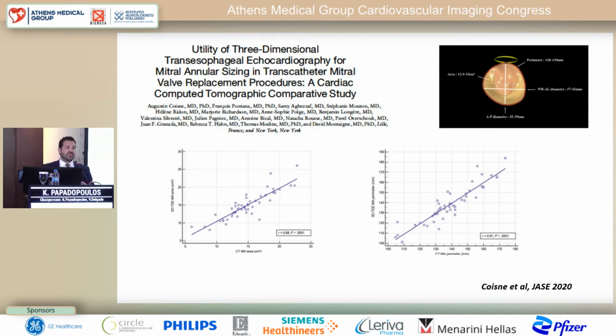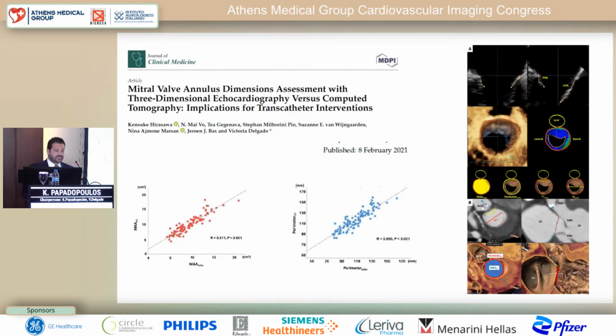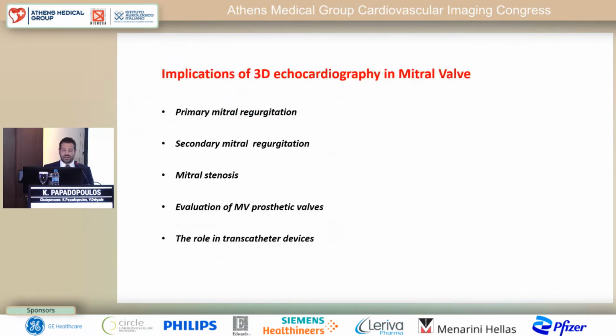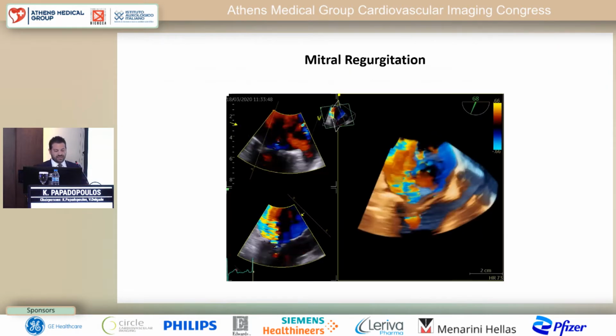If, for example, a patient has to undergo a transcatheter mitral valve implantation and cannot take contrast agent, we can rely on this method because it has a strong correlation in measuring the annulus area and circumference, and we know this from several publications. At the moment, we can use 3D echocardiography in mitral regurgitation and mitral stenosis. We can evaluate prosthetic valves, and we can use it for transcatheter devices.